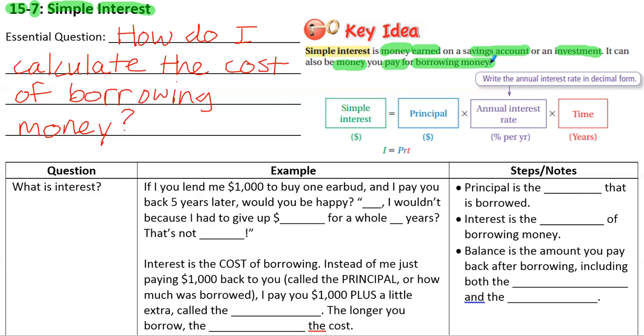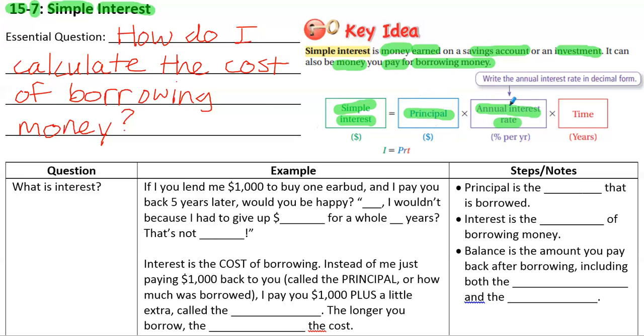If you borrow money from somebody and say, I want to borrow $1,000 to buy a toothpick, they're going to say, hey, you better not just pay me $1,000 back, you need to pay me more than $1,000. That more is the simple interest. And it's equal to the principal, which is the amount of money that is borrowed, times the annual interest rate. So really, the main idea here is that you have a percentage of the amount that you borrowed that's going to be paid back.